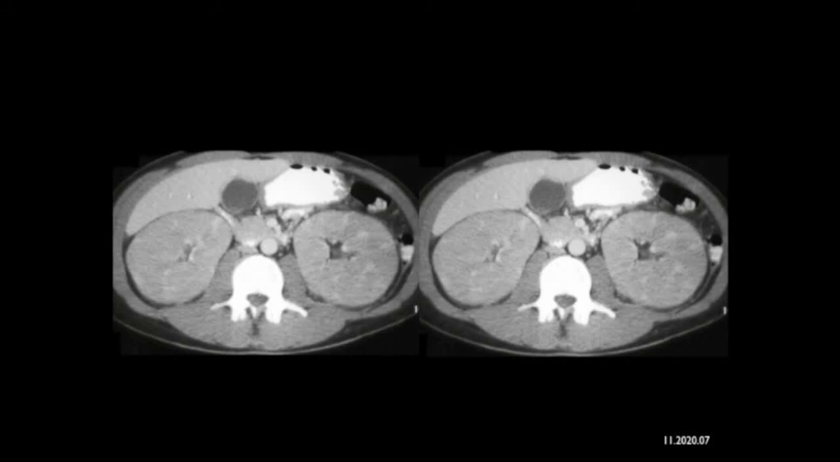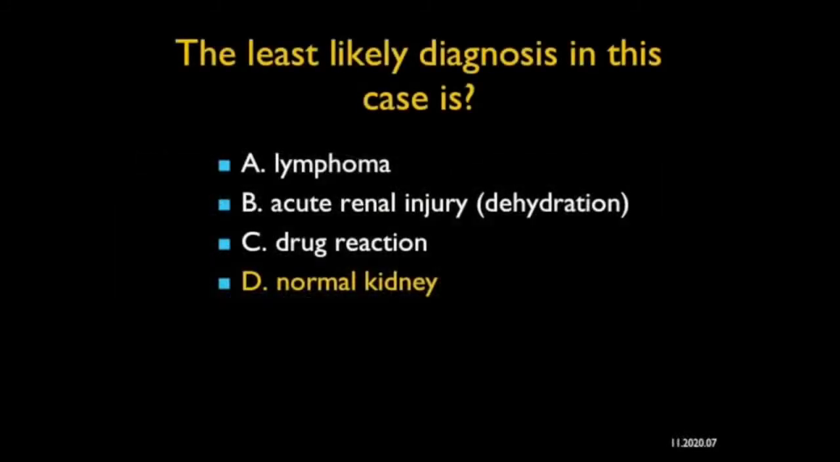But acute renal injury from dehydration or even some chemotherapies are possibilities. Drug reaction with some degree of renal shutdown is indeed a possibility. The one thing this is not is a normal kidney. Normal kidneys have corticomedullary differentiation that is not as large, they're not diffusely infiltrated. This is a wonderful example of lymphoma.